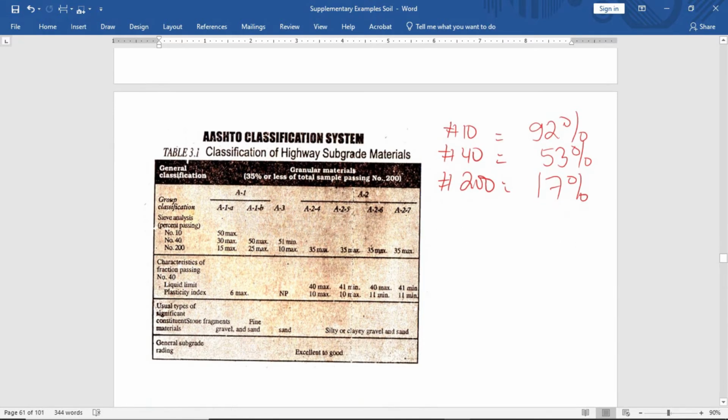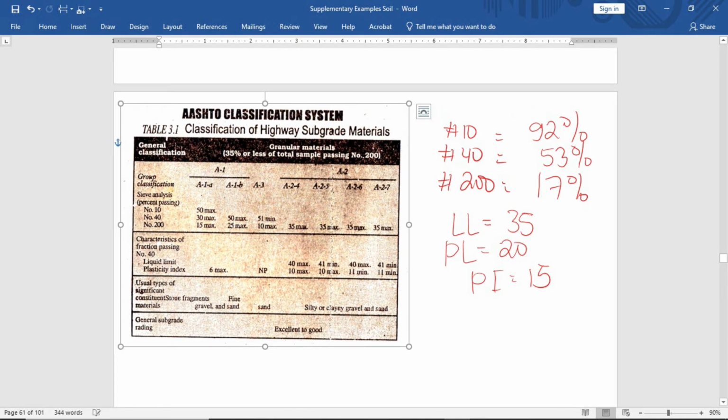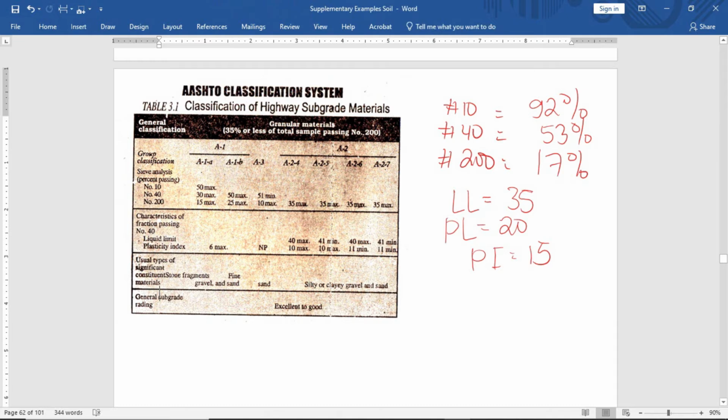So, tingnan lang natin ulit yung table. LL natin is 35. PL natin is 20. So, PI natin is 15. Kung paano ko yan nakuha, tingnan nyo yung mga dating video natin.